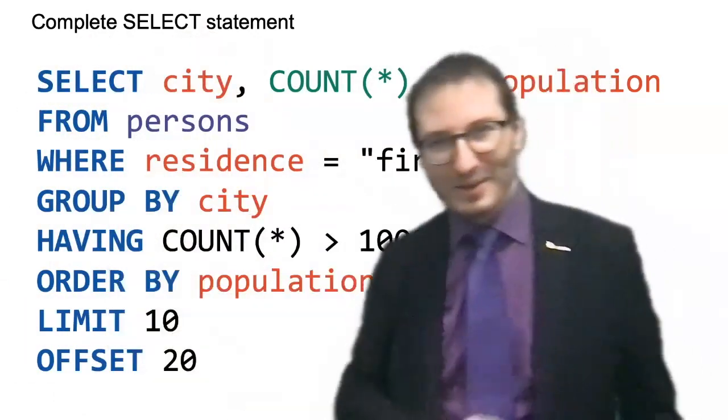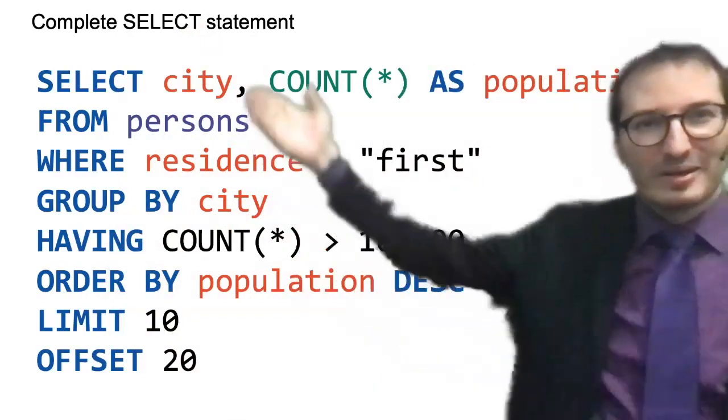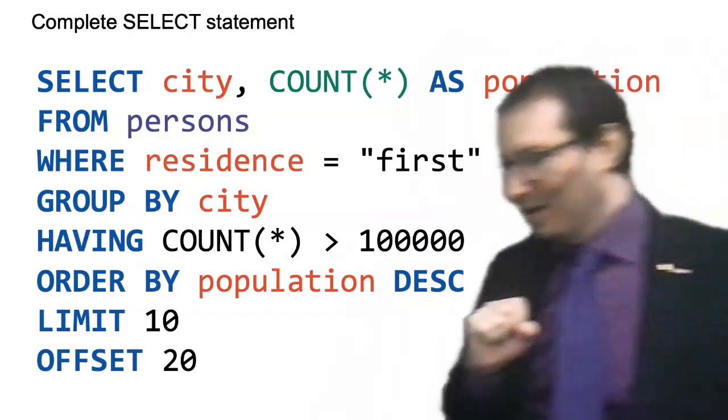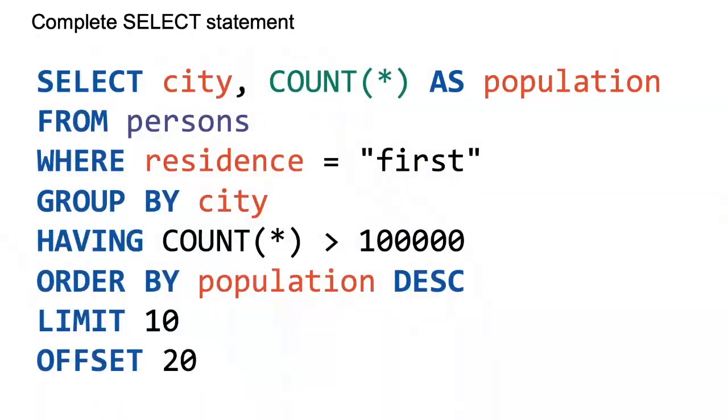There's no better way to summarize what we've been doing. Select from where group by having order by limit offset by heart. Does anybody know what this query actually does?